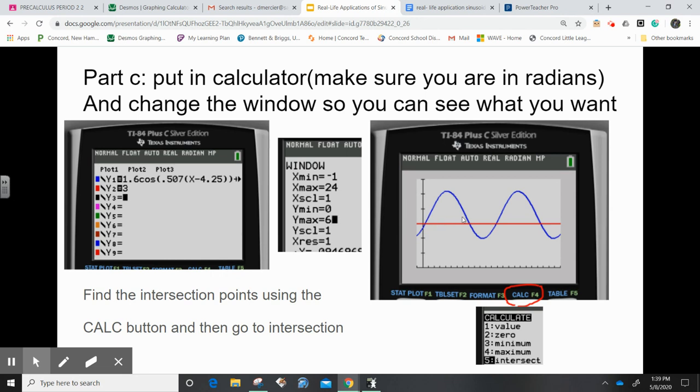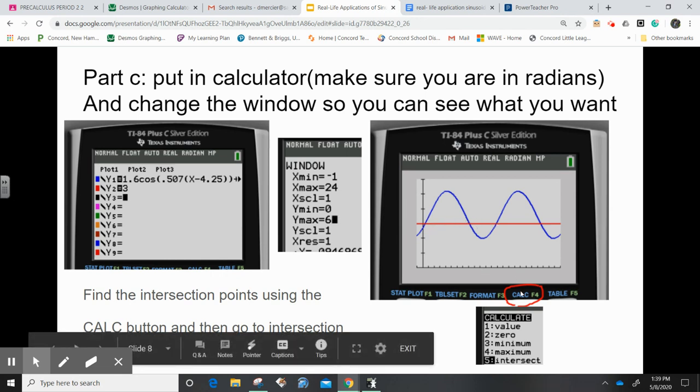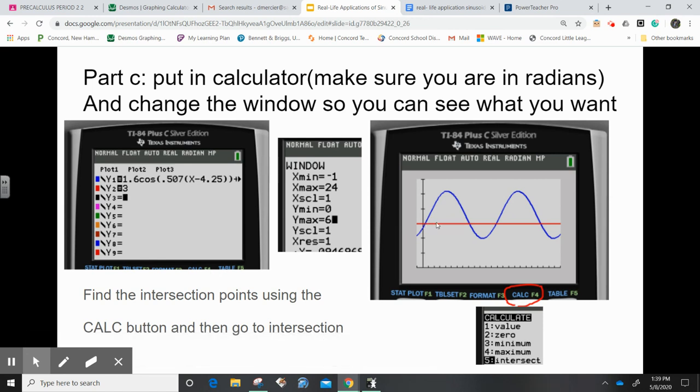Now to figure out where I'm above 3, you're going to go to the calculate button, and then you're going to go down to intersect, and it says pick 1 or pick 2. You can figure out what all of these intersection points are by doing that. Just kind of scroll over it. I'm going to show it on Desmos.